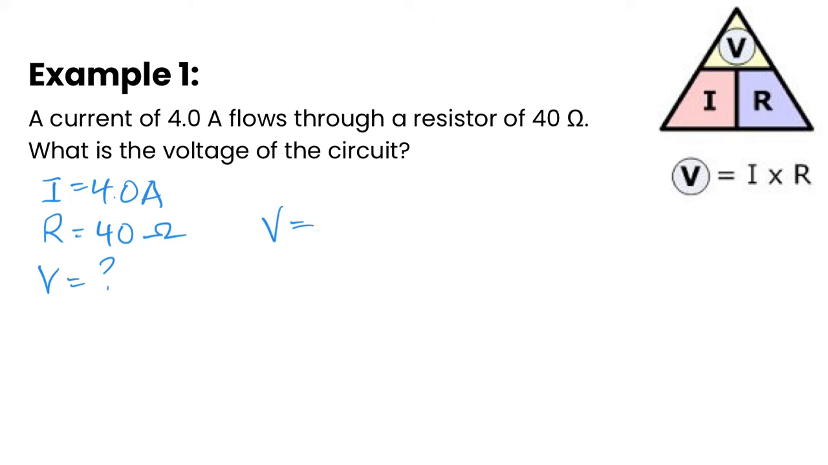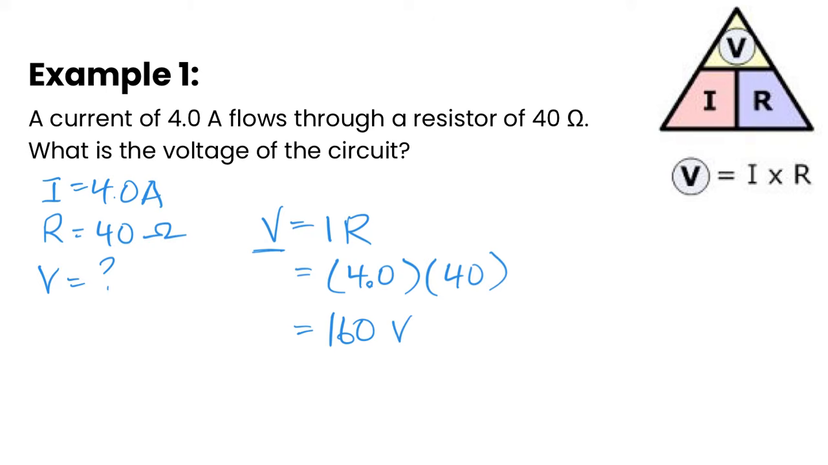So using our equation V equals I times R, if we substitute in I is 4.0 and R is 40, and if we do this problem here, then we get 160, and because we're solving for V, that's volts. Okay, so that would be our answer. The voltage is 160 volts.